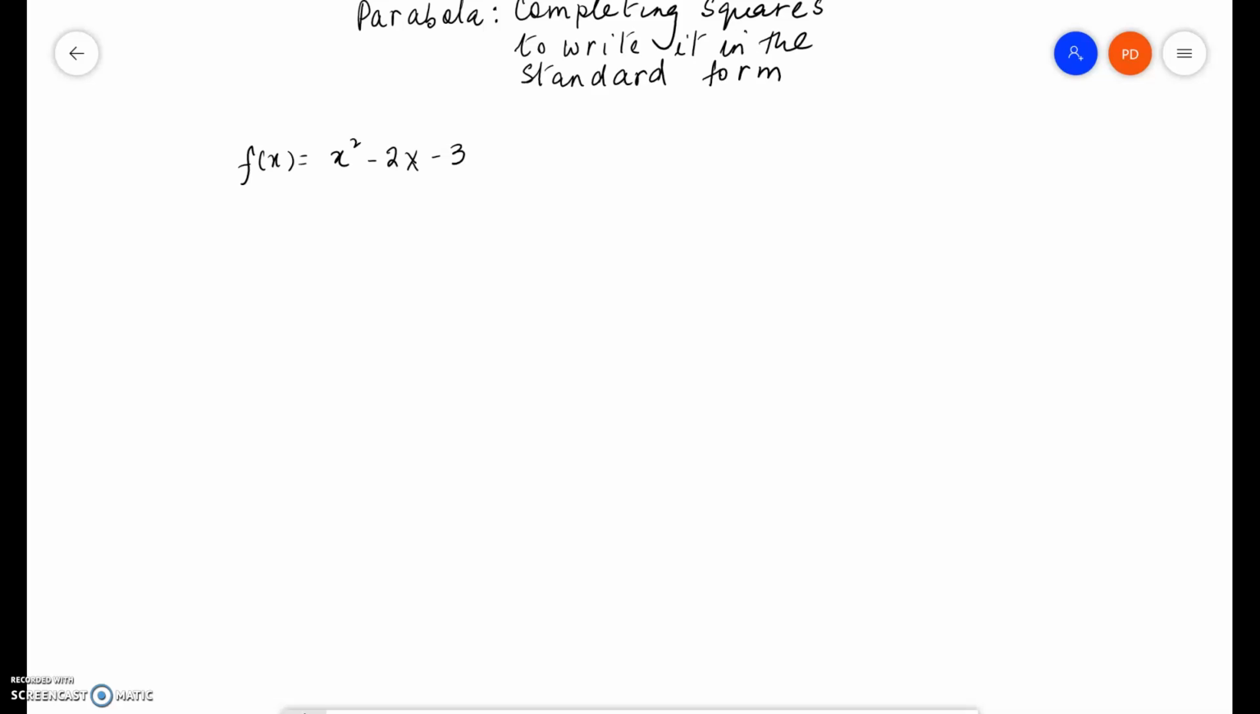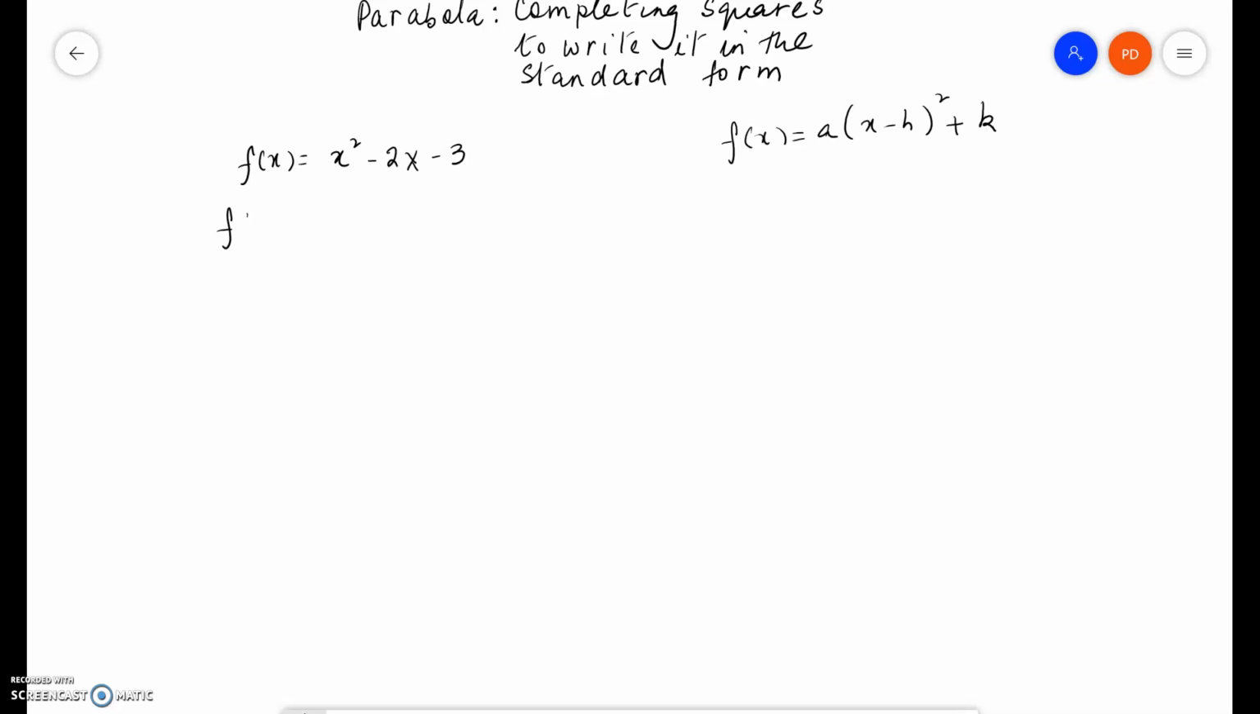So here we are given a quadratic function in the general form. In order to find the vertex of the parabola and more details about the parabola, which is the graph of a quadratic function, we first need to put it in the standard form, which looks like f of x equals a times x minus h the whole squared plus k. So in order to put it in this form, we need to complete squares.